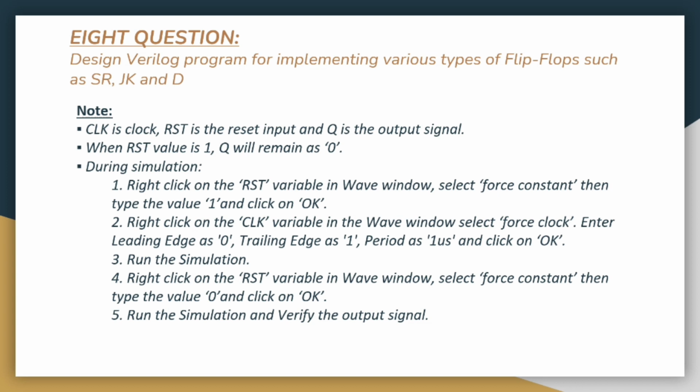Right click on the RST variable in the wave window, select force constant, then type the value 1 and click OK. Right click on the CLK variable in the wave window, select force clock, enter leading edge as 0, trailing edge as 1, period as 1 µs and click OK. Run the simulation. Right click on the RST variable in the wave window, select force constant, type the value 0 and click OK. Run the simulation and verify the output signal.